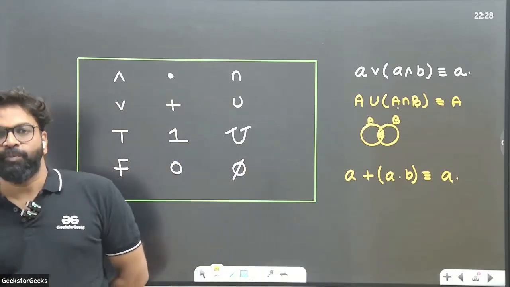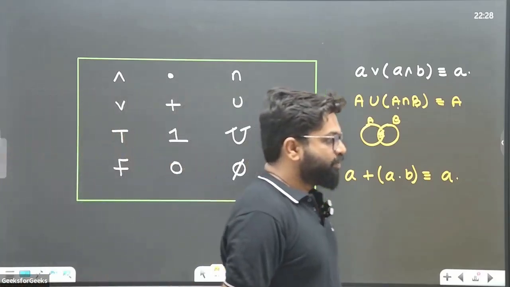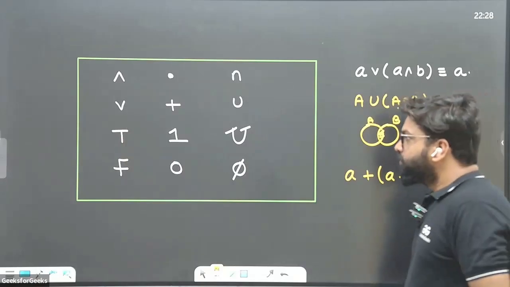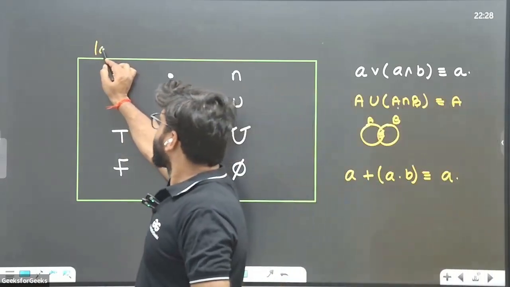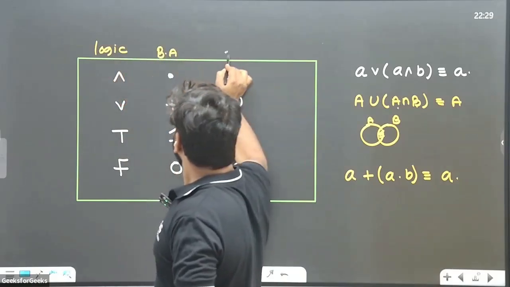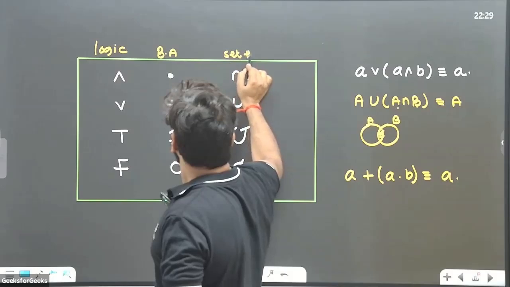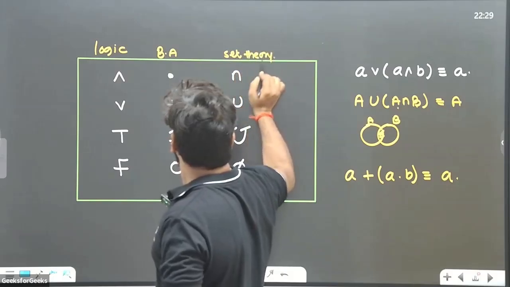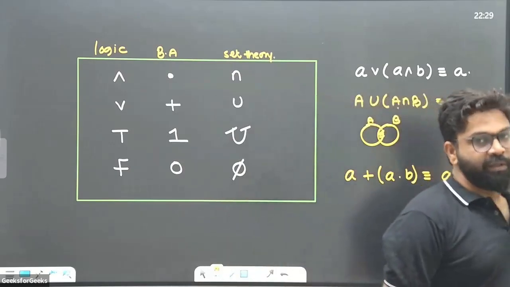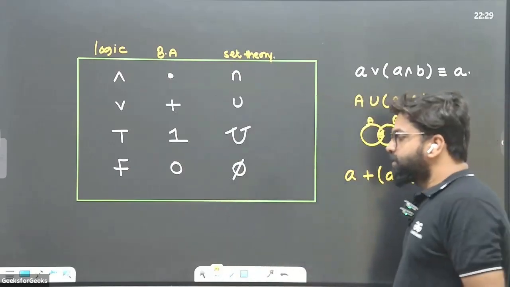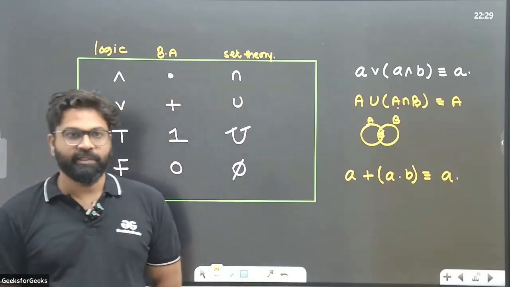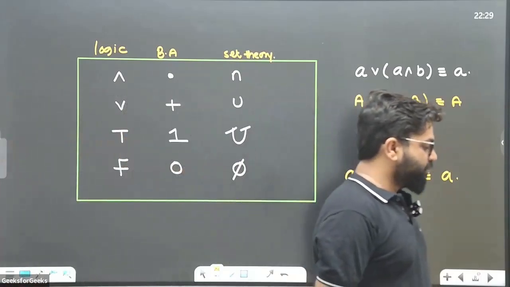So you just have to learn one particular theorem. Either you can learn it with respect to propositional logic, or with respect to the others. This formula is valid for logic, this is for Boolean algebra, and this is for set theory. So you just have to remember one particular formula. If you know about logic, you can solve Boolean algebra. If you know about Boolean algebra, you can solve set theory. So these are all interrelated with each other. If you remember one, you can remember all.